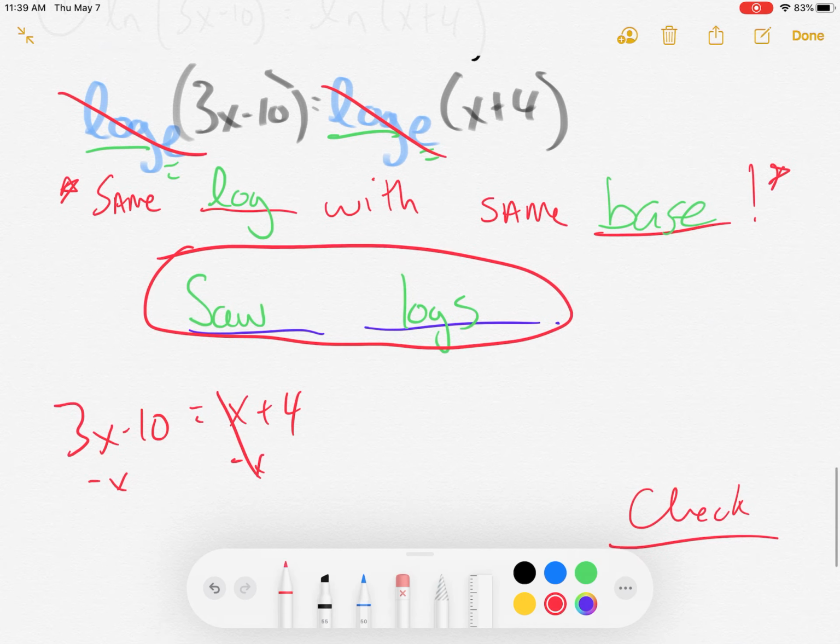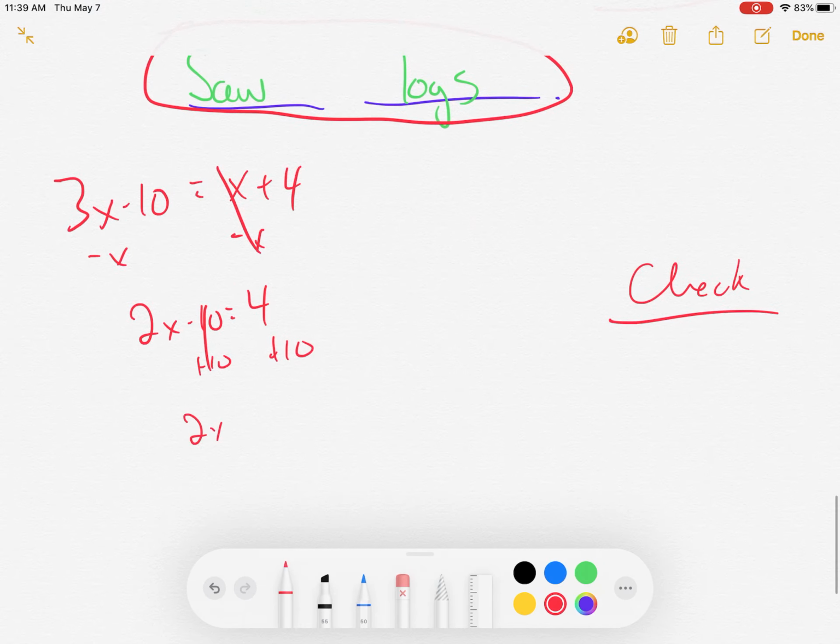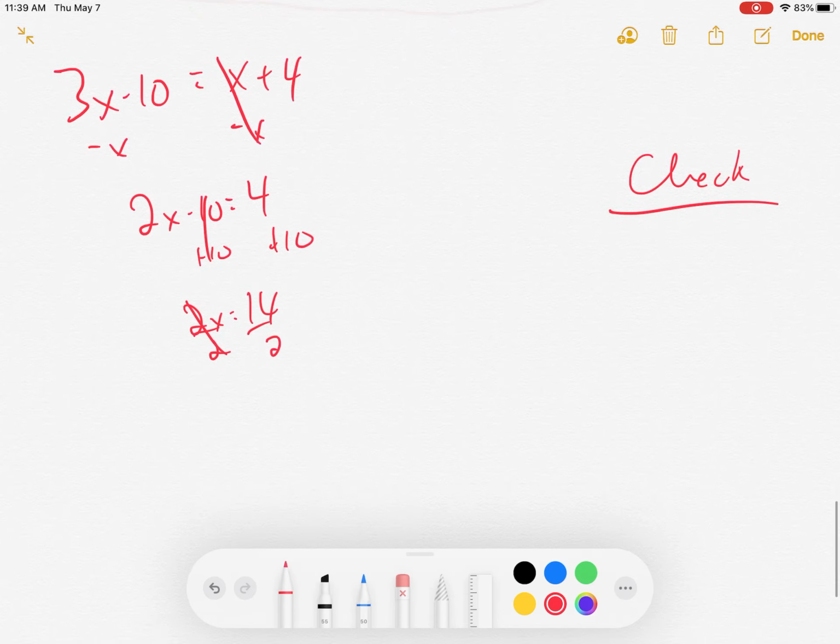Basic algebra, minus x, 2x minus 10 equals 4, plus 10, plus 10. 2x equals 14. Divide by 2. X equals 7 for this problem.